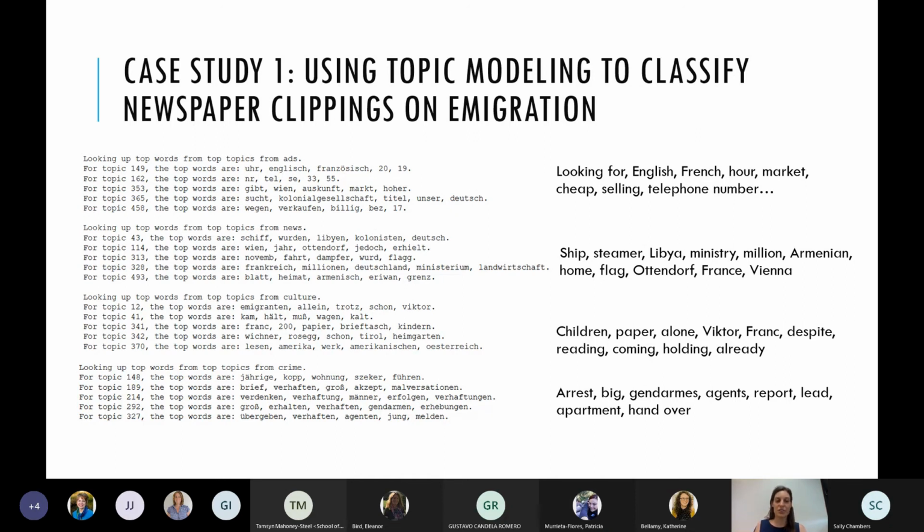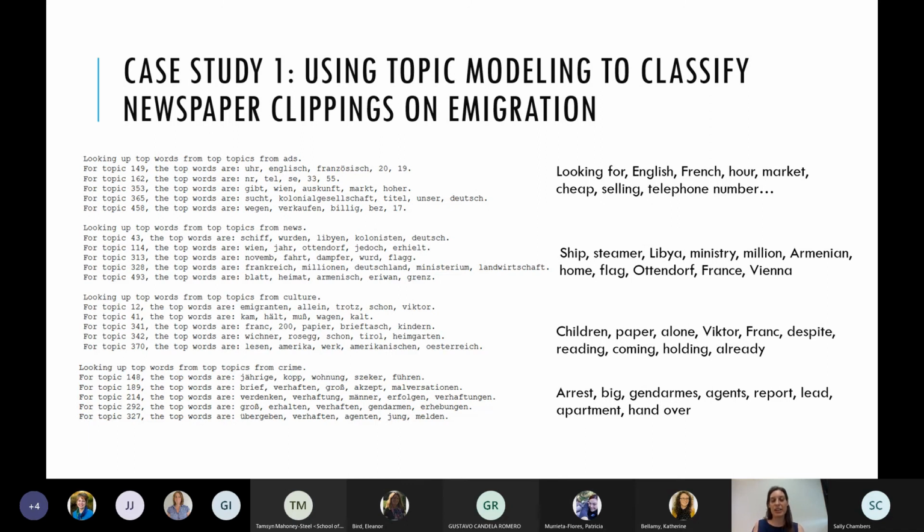And finally, the most prominent words on crime, like arrest, big, gendarmes, agents, report, lead, apartment, and hand over, are also quite typical for crime. So actually topic modeling was able to create topics that seem, also to the human reader, quite typical for those categories, for those specific discourses.